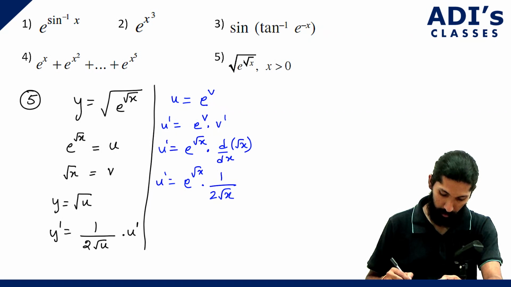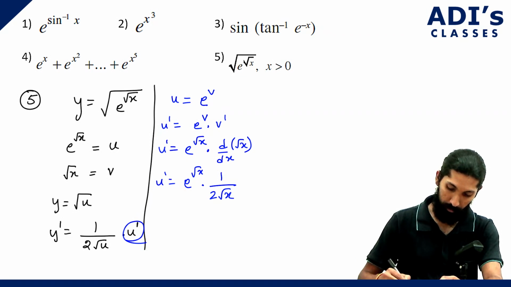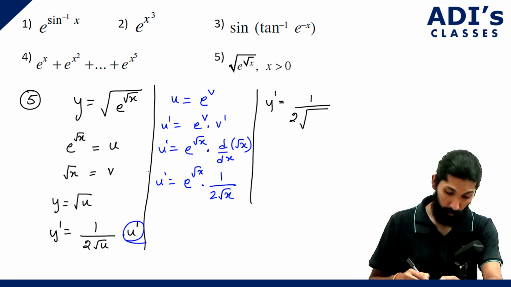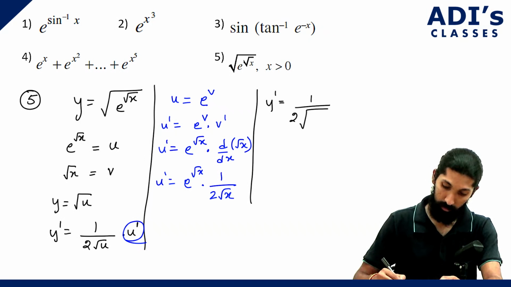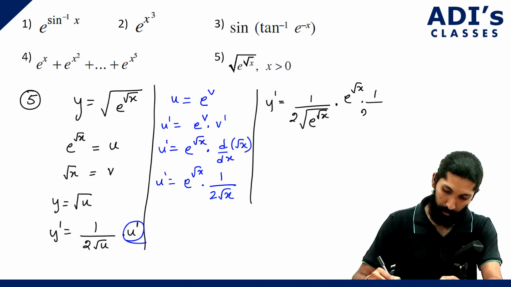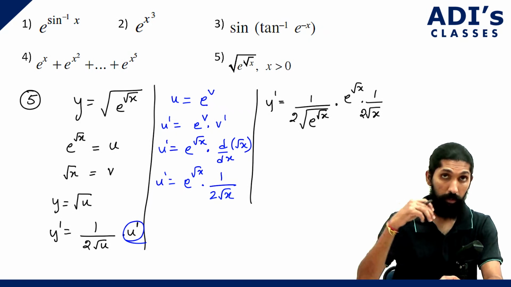So substitute this u dash here in this place. All right. So if you substitute that, you will have y dash is equal to 1 by 2 into root of u, which is e power root x. 1 by 2 root u into u dash is nothing but e power root x into 1 by 2 root x. Clear?